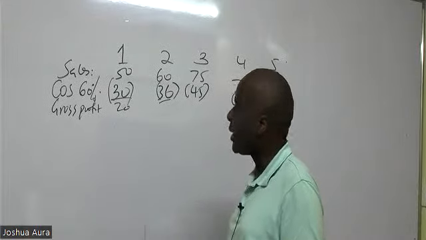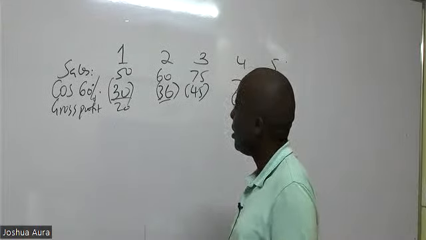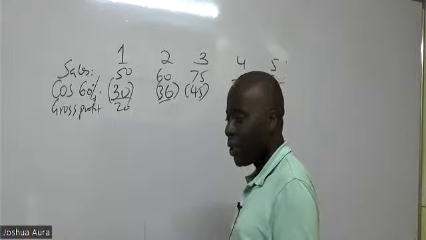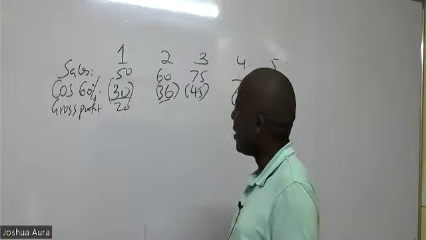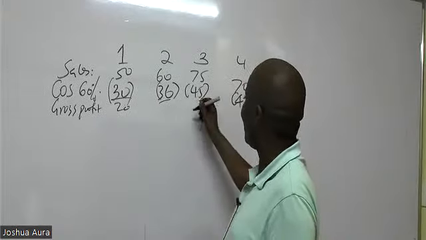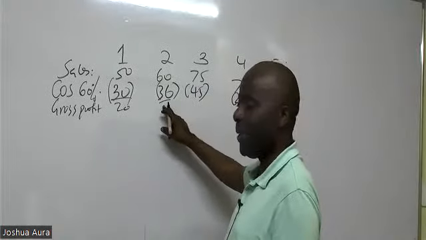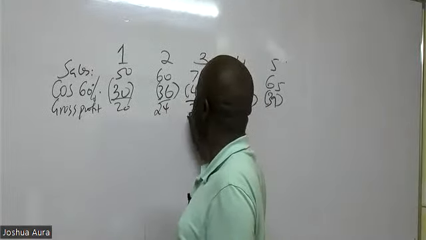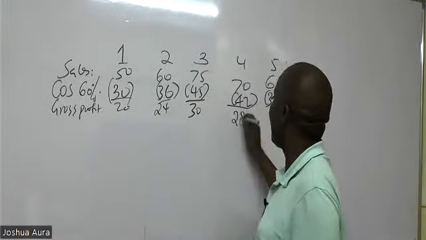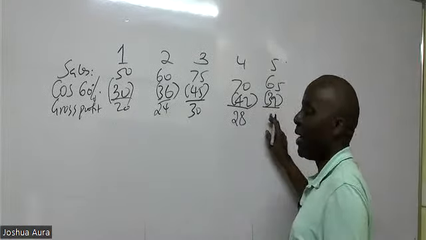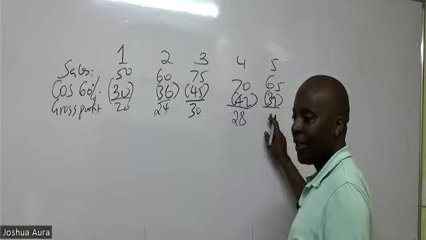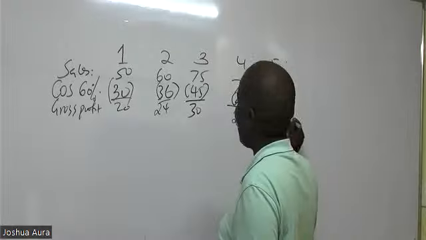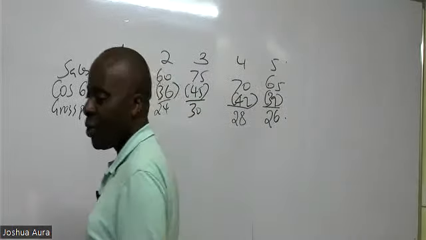Joyce, are you sure this is 36? Hebu kuja hapa. Kwanza niambie ni ngapi? 60 minus 36 is 24. Hii itakuwa 30. Hii itakuwa 28. Hii ya mwisho itakuwa ngapi? Ya 5 itakuwa 26.